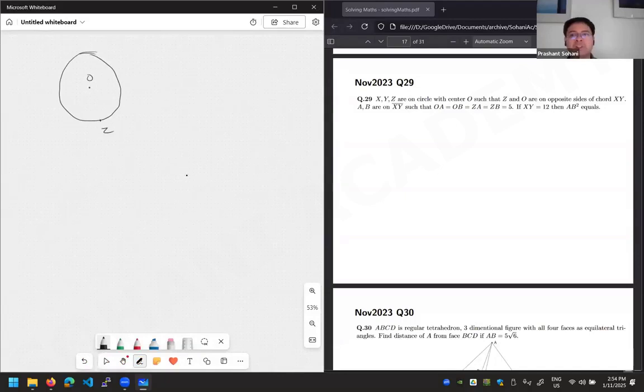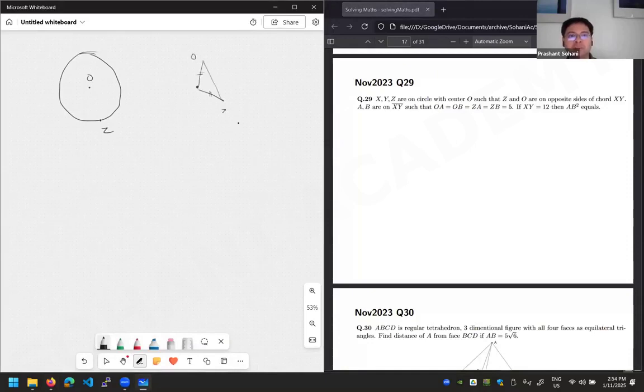So I've just drawn O and Z. I have not drawn X, Y somewhere in between yet. Because if I continue to read the question, what am I getting? That A, B are on XY such that OA is equal to OB is equal to ZA equal to ZB. Okay, so these A, B points are somewhere such that OA and ZA are equal, which means you must have already studied this in school that when a point is equidistant from two other points, it has to lie on the perpendicular bisector, right?